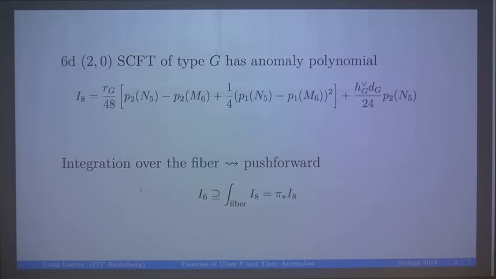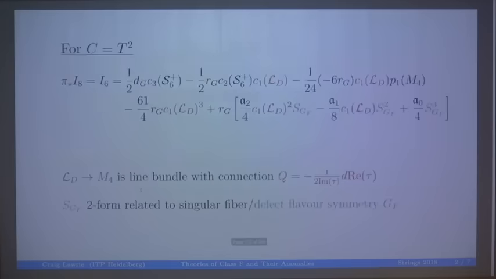In this language, this means that we must take the I8, which is defined on the 6D spacetime, and push it forward to some form I6 defined on the 4D spacetime. This will tell us part of the anomalies of this theory. So the simplest example is where we take the fiber to be a torus without punctures, and the result of the push forward is written here.